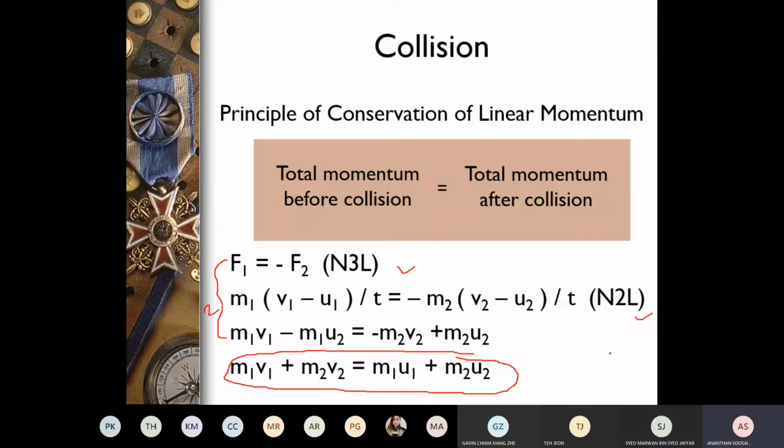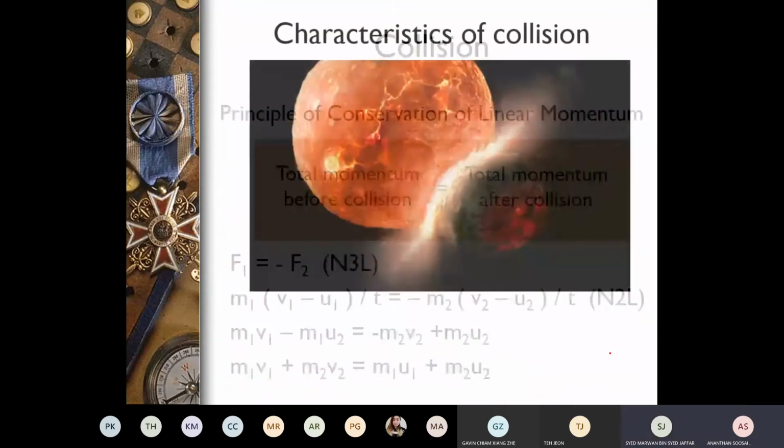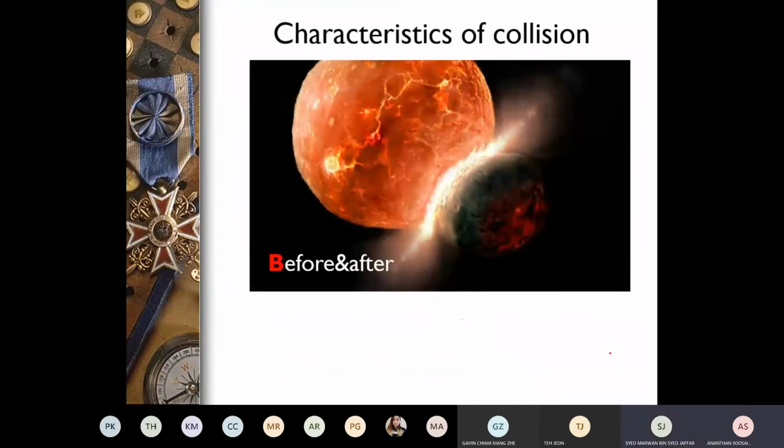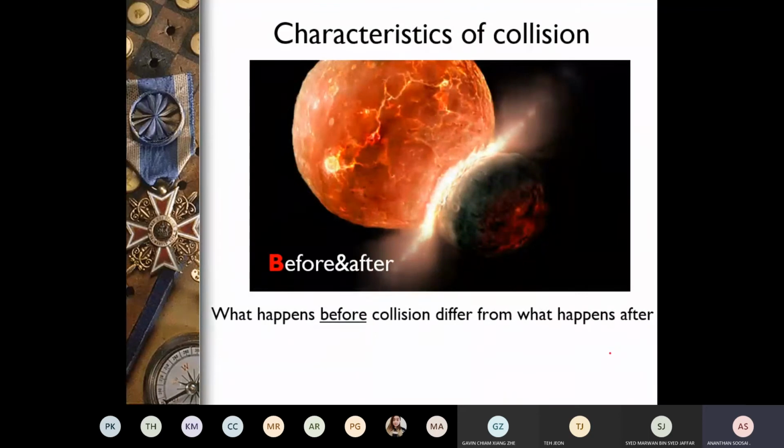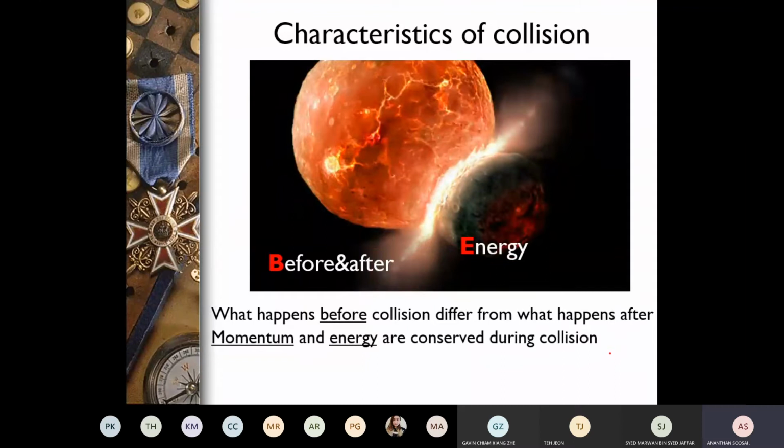So any questions from here? Okay. So of course, before and after the collision differ from what happens after. Before and after, of course, energy is conserved. A lot of things are conserved. Total energy is conserved. Of course, momentum is conserved during collision. Okay. For a colliding system, it must be a closed system.